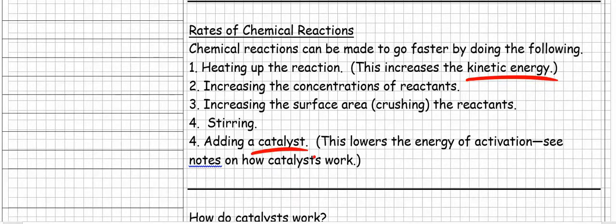We'll talk a lot more about catalysts later when we talk about reaction kinetics. But a catalyst essentially does this: it lowers the energy of activation. It lowers the threshold, in other words, that must be overcome in order for a reaction to work.